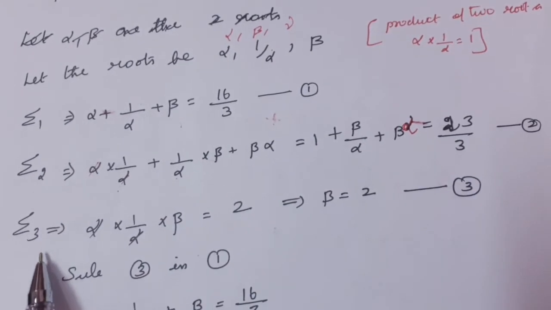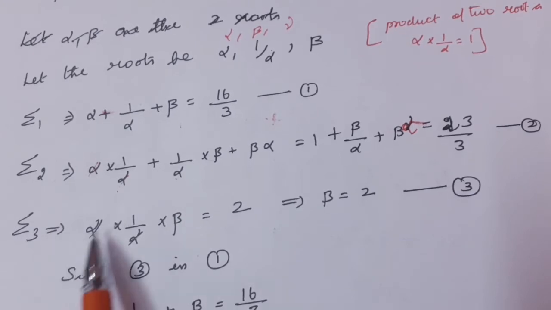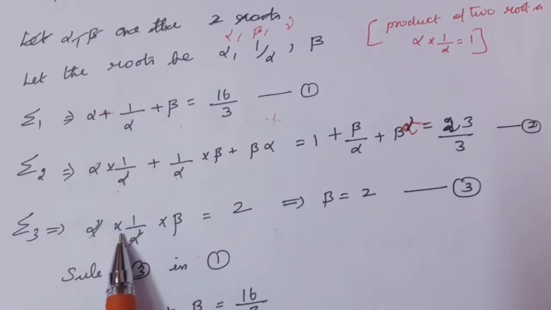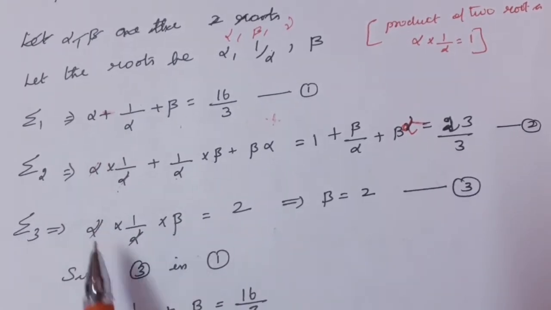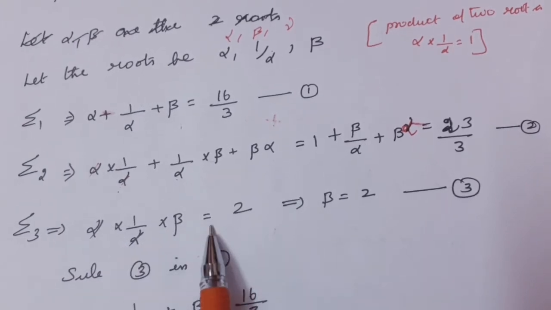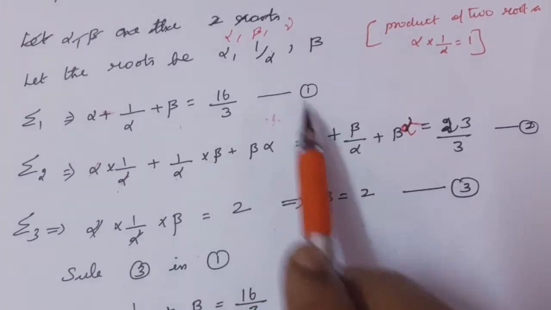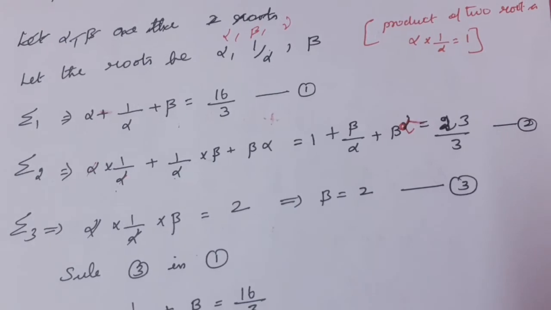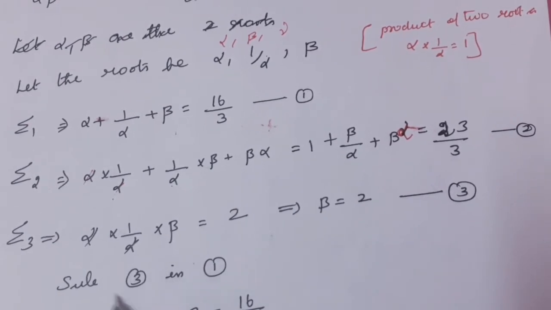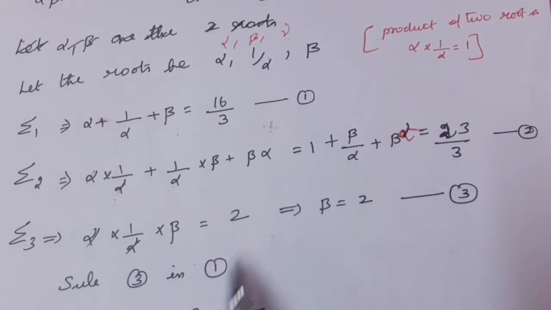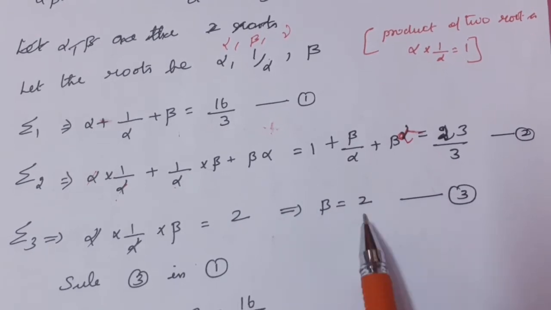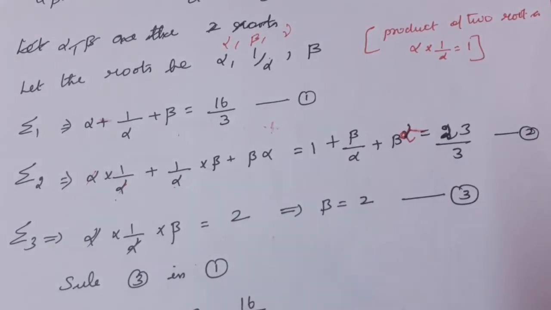Summation of 3 is alpha beta gamma. So alpha into 1 by alpha into beta. Here also alpha cancels, and we get beta equal to 2. Using the three equations, we are going to do the sum. Substitute the third equation in 1. What is the third equation? Beta equal to 2. Substitute 3 in 1.